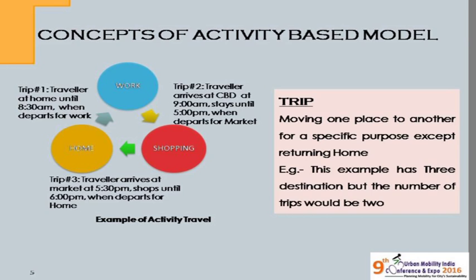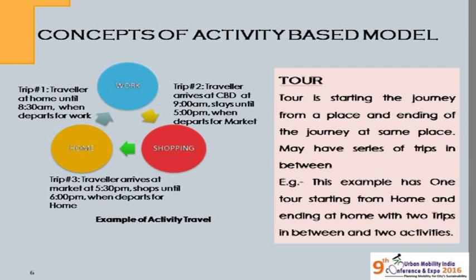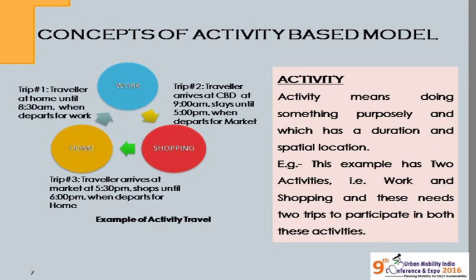For activity-based modeling, the three basic concepts are trip, tour, and activity. Here is an example: a person is traveling from home to his work, then work to shopping, and from shopping he comes back home. So there are two trips, one home-based trip and another non-home-based trip. But it has only one tour. A tour starts from the same place and ends at the same place, and it may contain one or more trips. And activity is the same as the number of trips, so here two activities, same as trips.